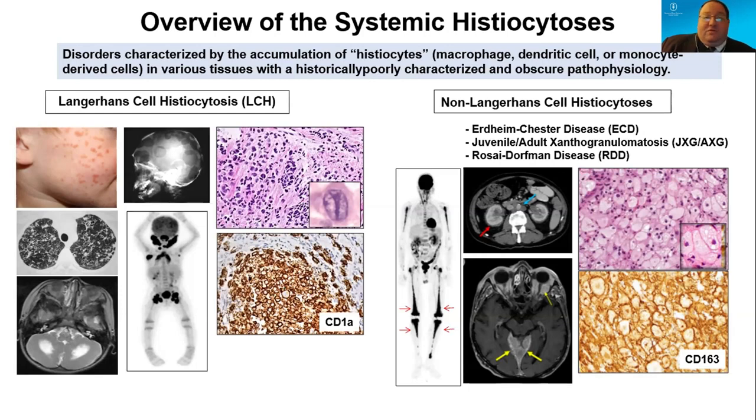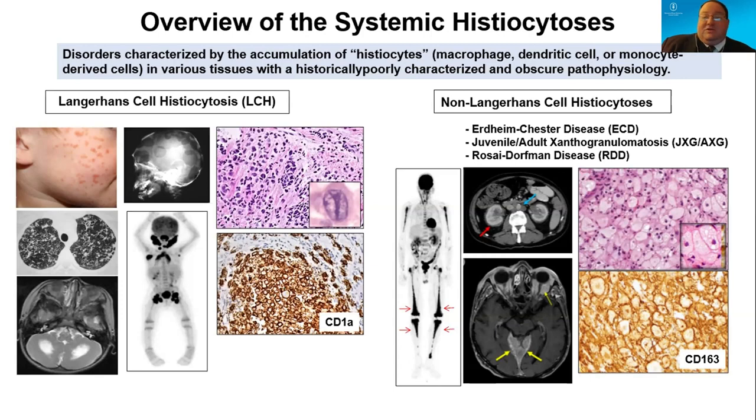And these are largely classified, of course, as you already heard, into Langerhans cell histiocytosis and non-Langerhans cell histiocytoses, which include Erdheim-Chester disease, juvenile and adult xanthogranulomatoses, Rosai-Dorfman disease, and of course, indeterminate cell histiocytosis or indeterminate dendritic cell histiocytosis, as Neville just discussed.